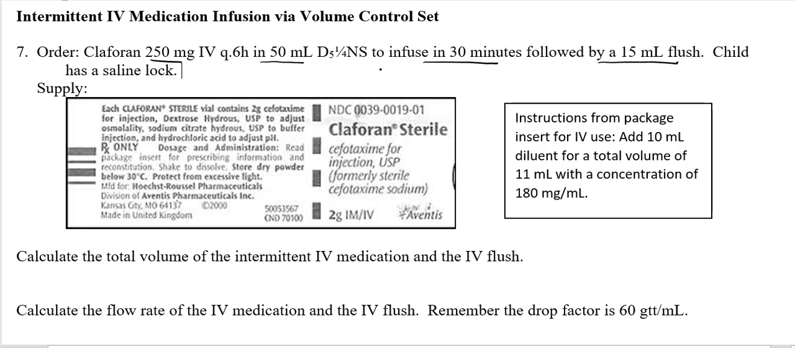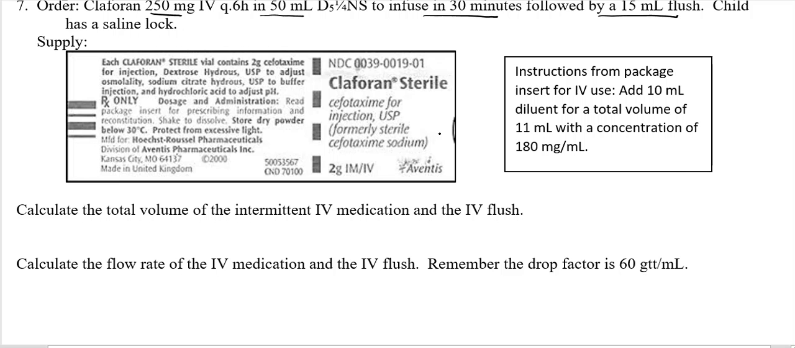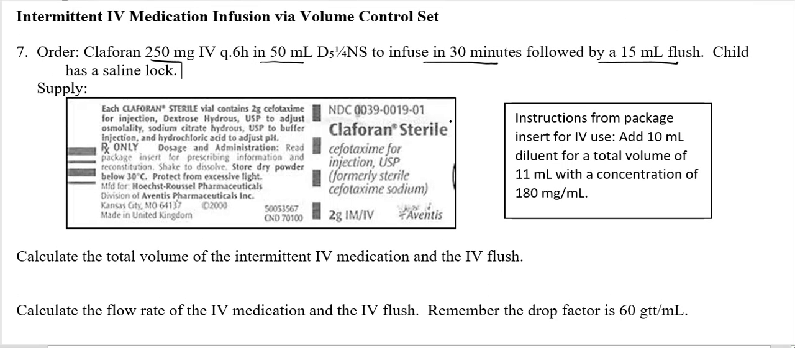And because the child has a saline lock. So my chloroform has, if I look in the instructions, the package insert, they're going to add 10 milliliters diluting for a total volume of 11 milliliters with a concentration, and this is what we're going to use, the concentration of 180 milligrams per milliliter.